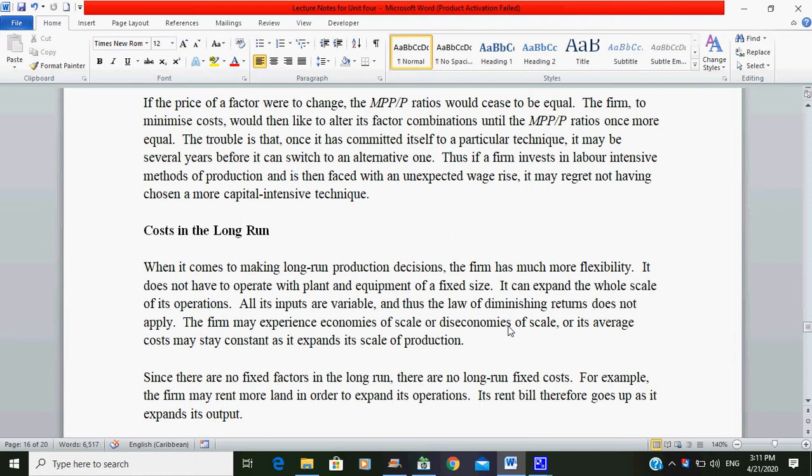So when it comes to making long run production decisions, the firm has much more flexibility. It doesn't have to operate with plant and equipment of a fixed size. It can expand the whole scale of operations. All these inputs are variable, and thus the law of diminishing returns does not apply. The firm may experience economies of scale or diseconomies of scale, and its average cost may stay constant as it expands the scale of production.